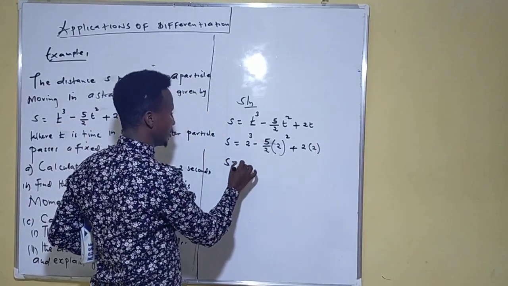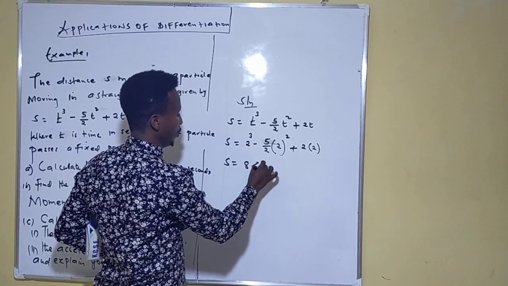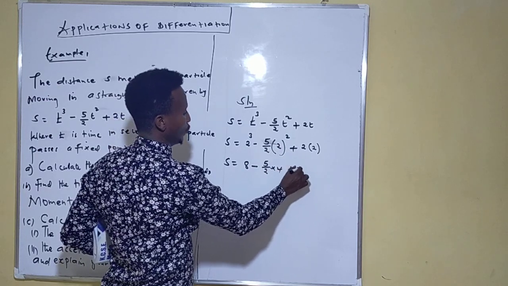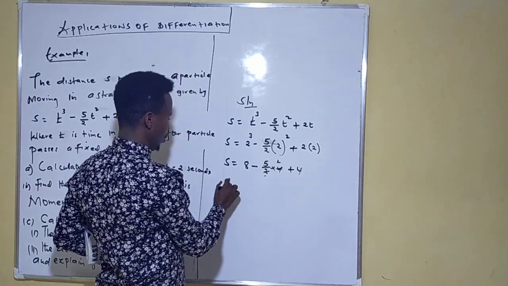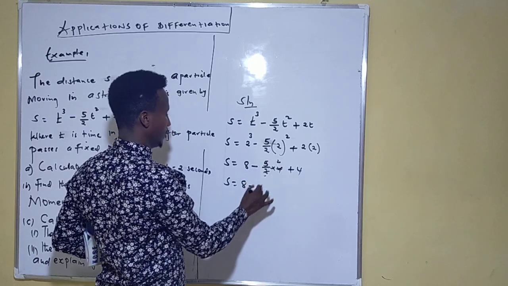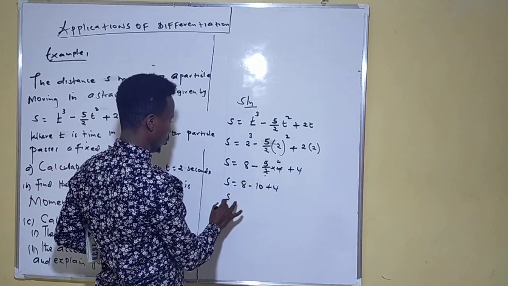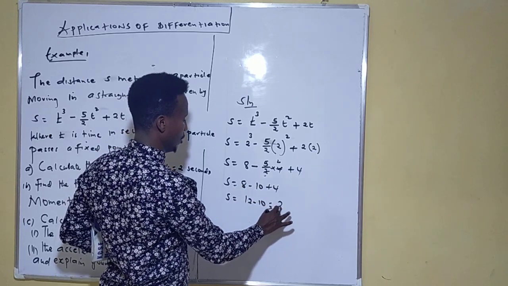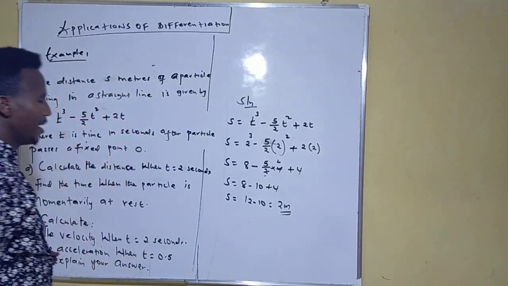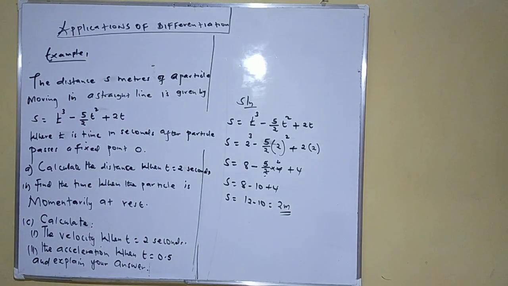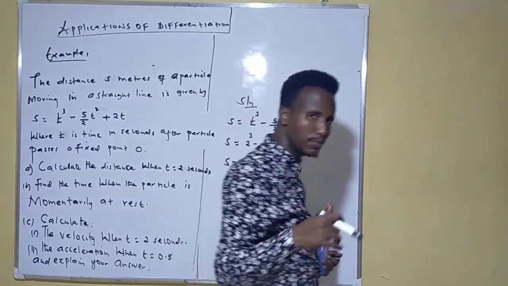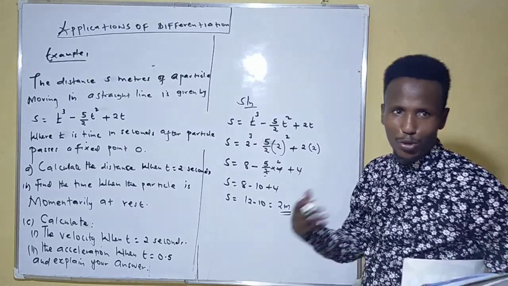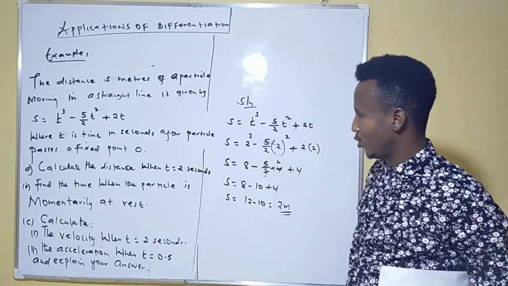So S, which is our distance, is equal to 8 minus 5 over 2 times 4, that is 10, plus 4. So S is equal to 8 plus 4, which is 12, minus 10. That will give me 2 meters. Very, very easy. What am I doing? I'm substituting the value of t in the displacement to get the distance. This will carry 2 marks.